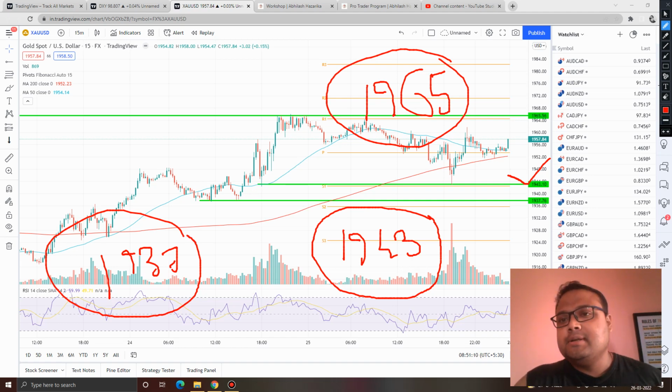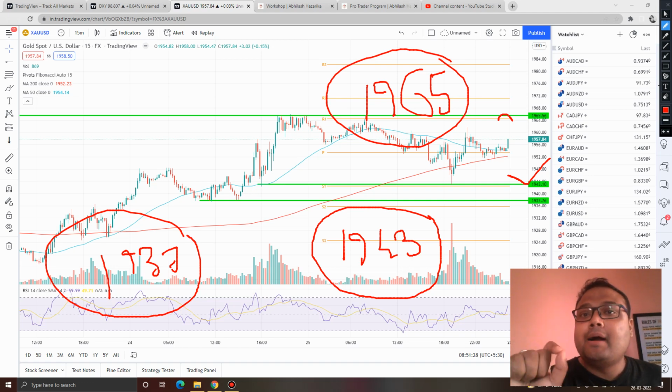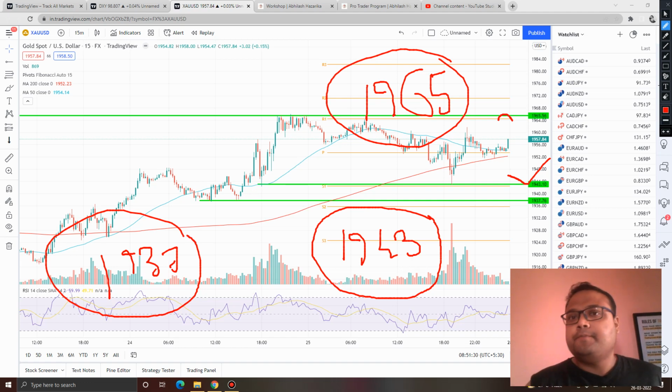So confirmation is important. If you see the market reversing from 1965, then only take a sell position. But if you see that the market is forming big green candles, and the market is very bullish, then obviously taking a sell position at 1965 will be a bad decision. That will be a mistake. So only sell at 1965 if the market reverses, because the market is bullish. And if the market comes to 1943, 1937, you can definitely go for a buy.